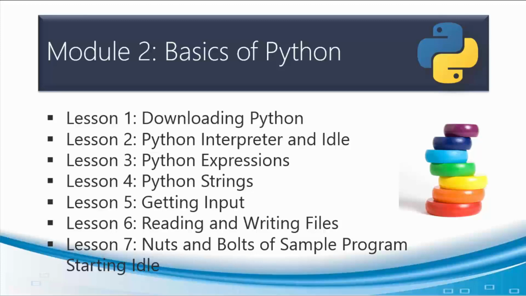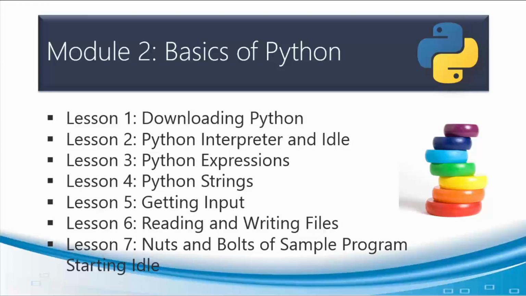And lesson 5 is getting input. For instance, if you're writing a program, you have to provide an input to the program so that it does something for us. So we'll take a look at what getting input means in lesson 5. In lesson 6, it's all about reading and writing files. Fetch a file from the computer and open it, for example, and other features will be covered within this lesson.